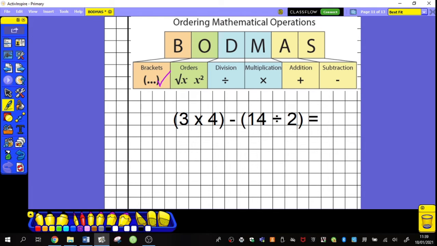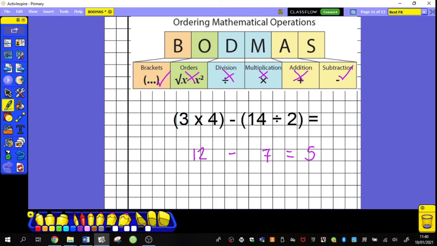Now because I have 2 of them, it doesn't matter which one I do, as long as they are the first things that I do. So just for ease, I'm going to do 3 times 4, so that is 12, and then I know I'm going to be subtracting whatever is in the next one. 14 divided by 2, I know it is 7. So my next step will be 12 subtract 7. I've got no orders, no division, no multiplication, no addition, so the last thing I need to do is the subtraction. 12 minus 7 is 5.